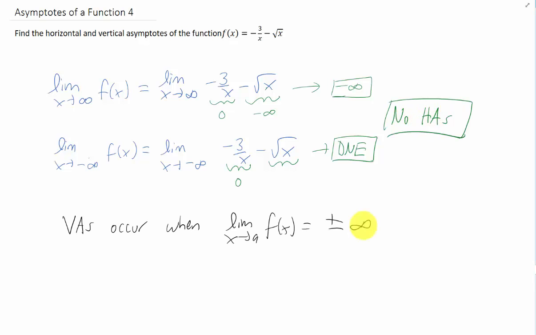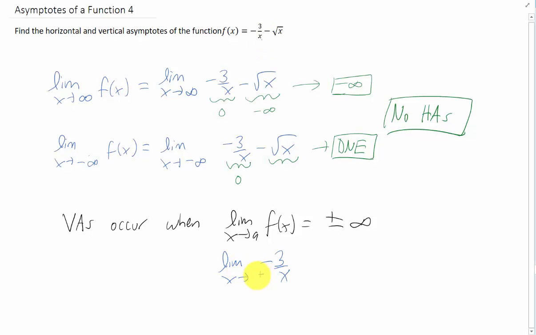And as far as vertical asymptotes go, again, those occur when the limit as x approaches some number of our function is positive or negative infinity. How does that happen? Well, typically it happens when denominators are made to be 0. If the value of a denominator is 0, at the same time that the value of the numerator is not 0, then we have ourselves a vertical asymptote.